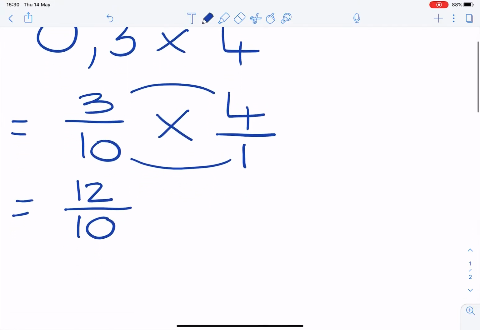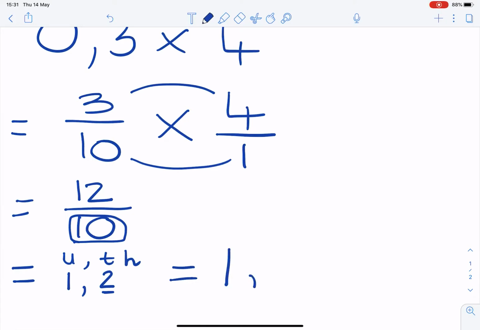Now to convert this back into a decimal, remember that the number must end in the tenths column. So, if we put it like that, where it ends in the tenths column, and we bring our comma down, our number is 1,2.